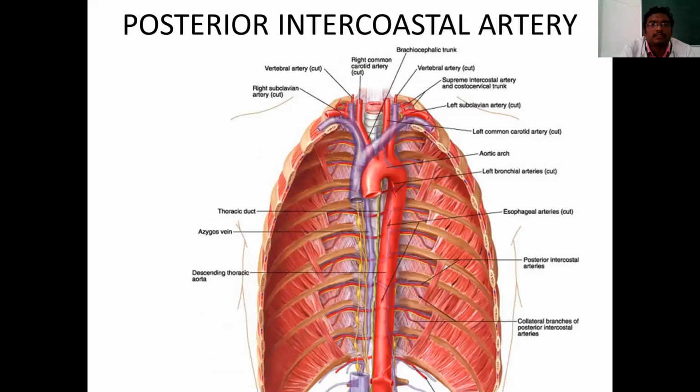Next is the posterior intercostal artery. The posterior intercostal artery is a direct branch from the thoracic aorta. As you see, the right branches are lengthier compared to the left branches. This is because they are branches from the thoracic aorta, which is slightly away from the median plane. The aorta is present on the left side. Because of this, the right branches are lengthier compared to the left branches. And the first two arteries are branches of the subclavian artery.